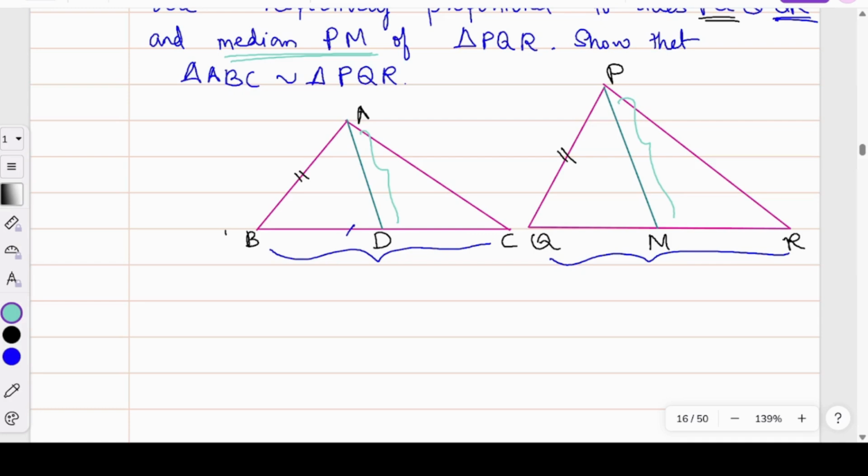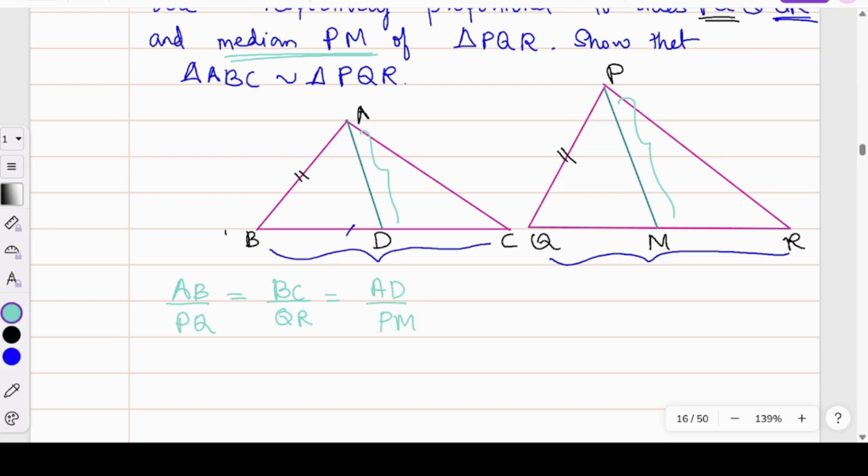Here these three things are given. So how can I write it? AB by PQ equals BC by QR, which is equal to AD by PM. It is given in the question.